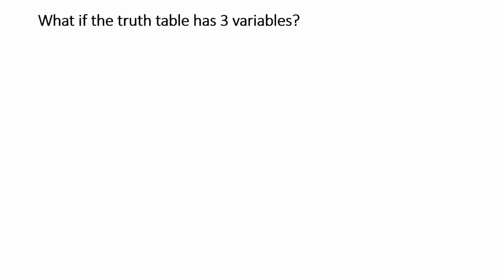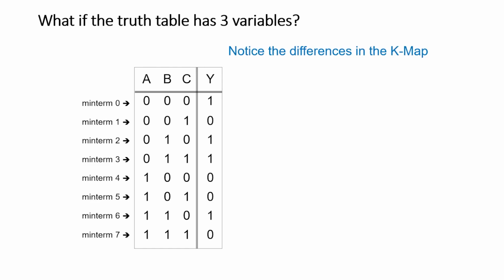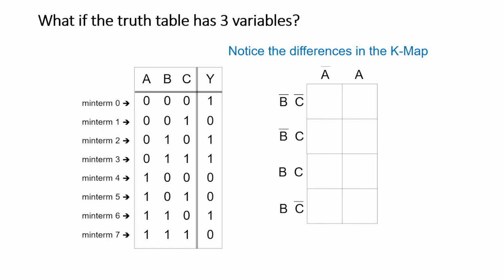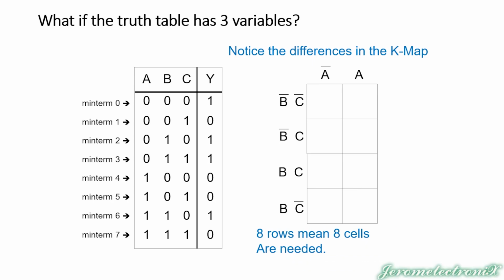What if a truth table has 3 variables? Here's an example of that. 3 variables. Notice that there are some differences in the K-map. We need the same number of K-map cells as there are output rows in the truth table. Every possible combination of inputs A, B, and C, or sensors A, B, and C, is listed because we counted in binary on the inputs of the truth table. 8 rows means 8 cells are needed in our K-map.